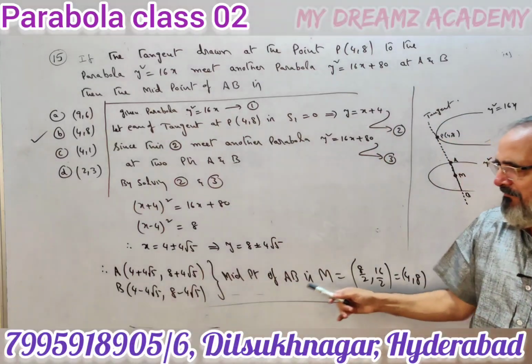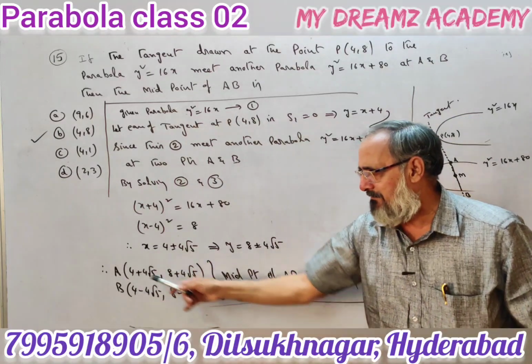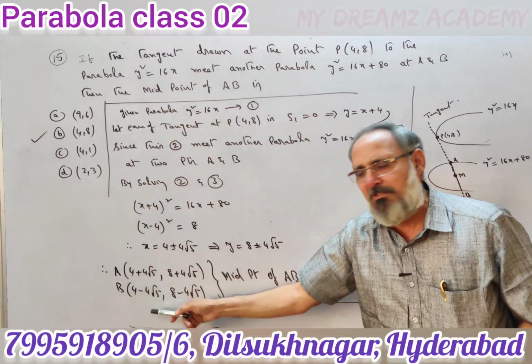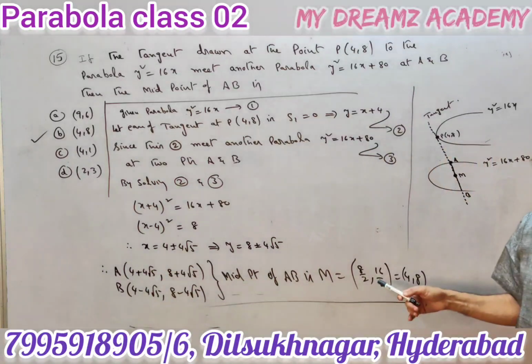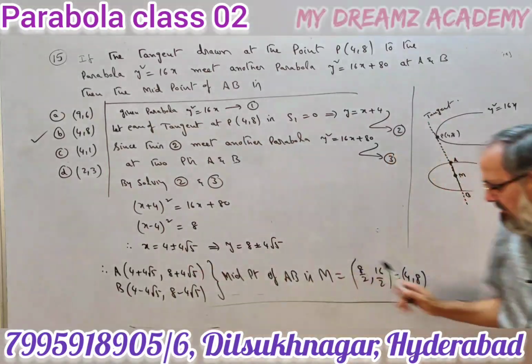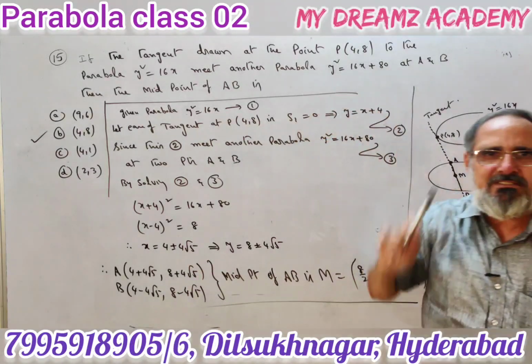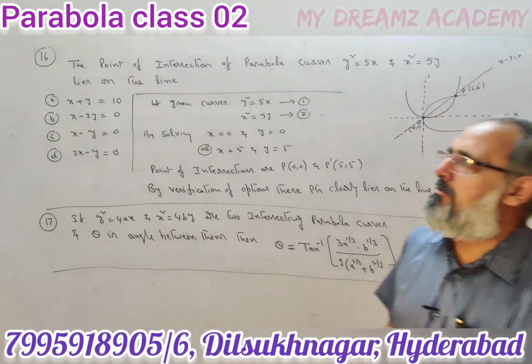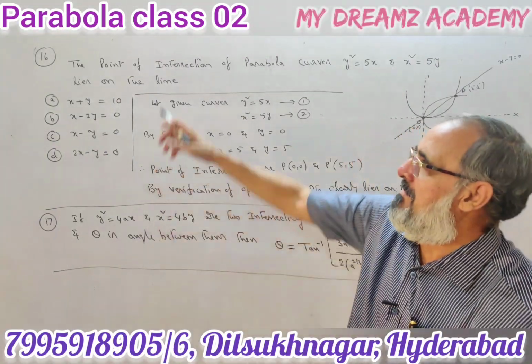So the midpoint of AB is (x1 plus x2)/2, (y1 plus y2)/2. 4 root 5 and negative 4 root 5 cancel. (4 plus 4)/2 is 4. 8 plus 8, 16, this is cancelled. 16 by 2 is 8. Option B is correct.